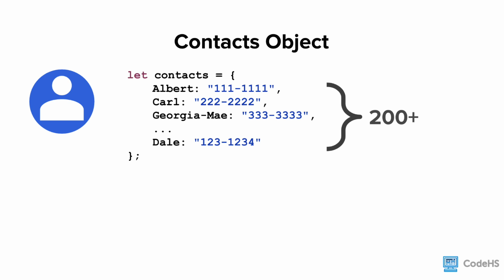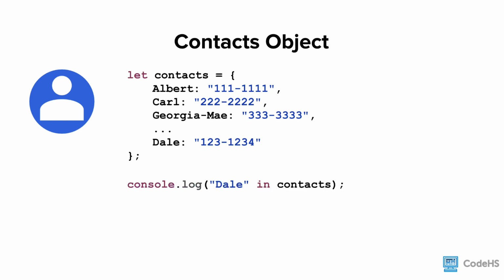Well, it's that easy. The code name in contacts will return true if the name is a key in the contacts object. This utilizes the special in keyword, which looks for a key in the object. For example, let's check to see if Dale is a key in the contacts object and print out the result. If we run this, we'll get true because Dale is in fact a key.